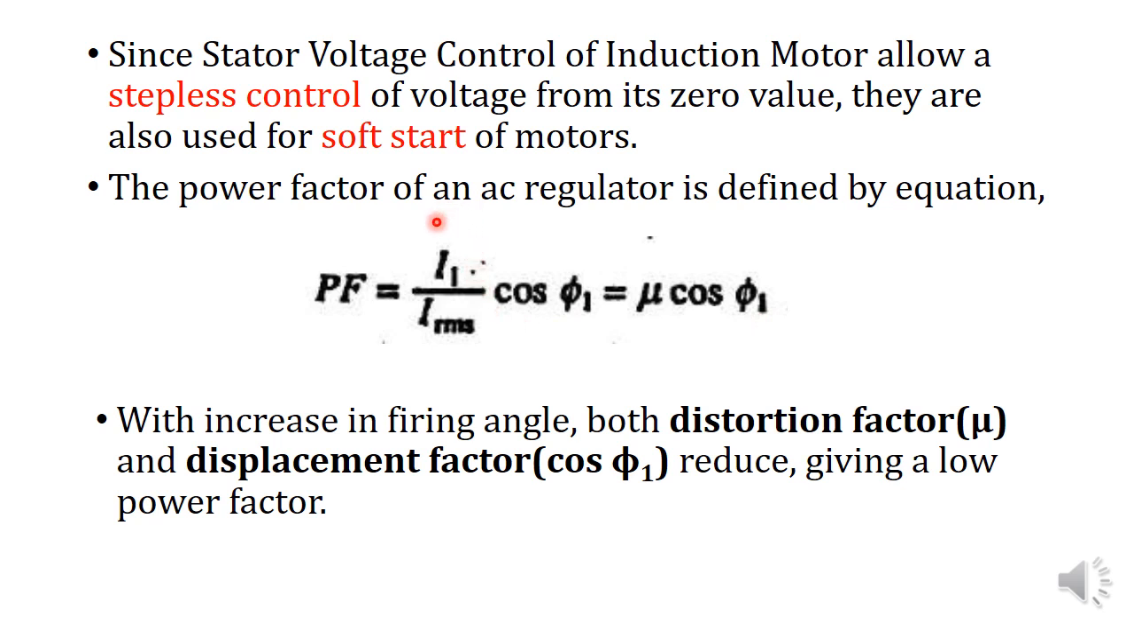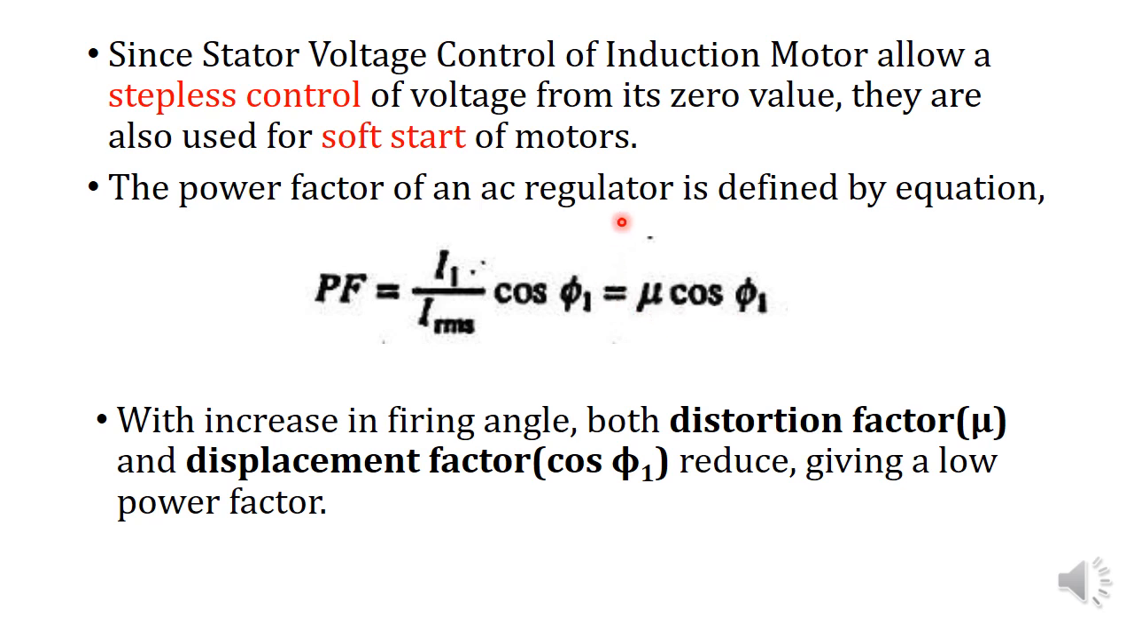Here, let me define the terms. I1 is the fundamental component of the input current. IRMS is the RMS value of input current, and phi 1 is the phase angle between the applied voltage, that is input voltage, and I1. So, the power factor is a product of these two terms, that is distortion factor and displacement factor.